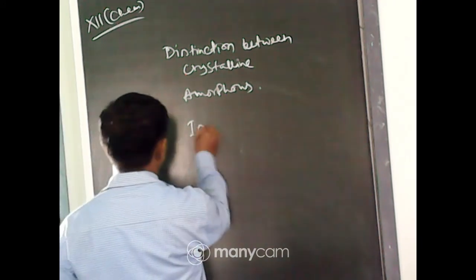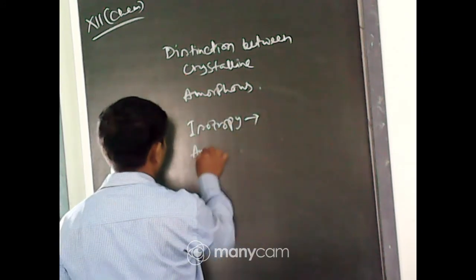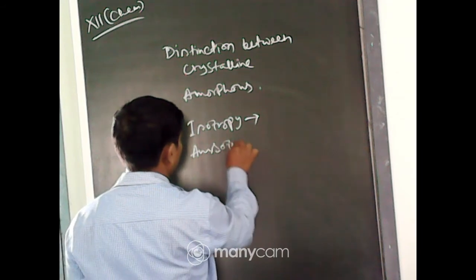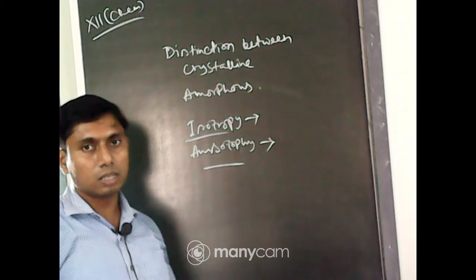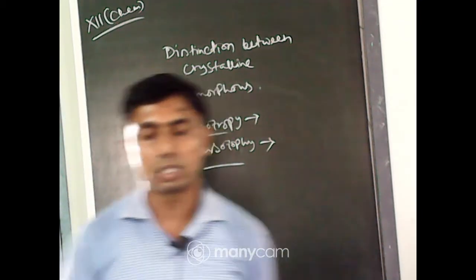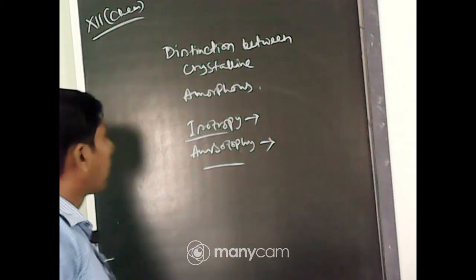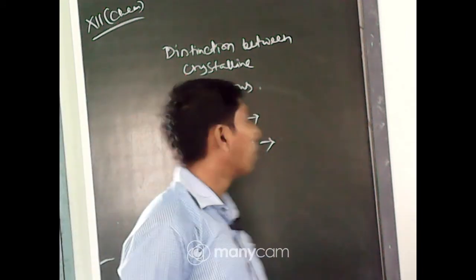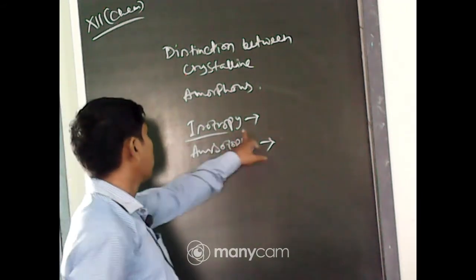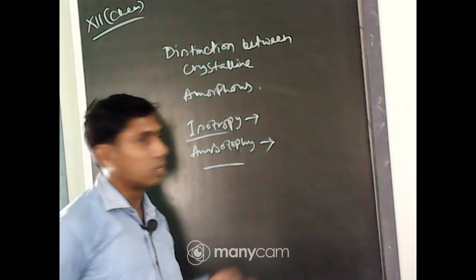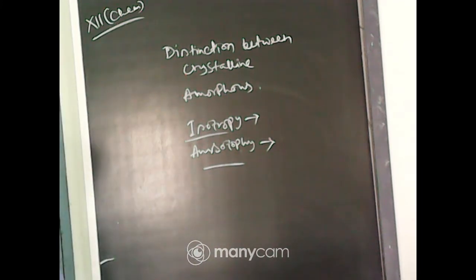What is isotropy and anisotropy? It is regarding the position of the points. So, anisotropy is found for crystalline solids and isotropy is found for amorphous solids. The amorphous solid follows isotropy and the crystalline solid follows anisotropy. Now, what is isotropy and anisotropy?